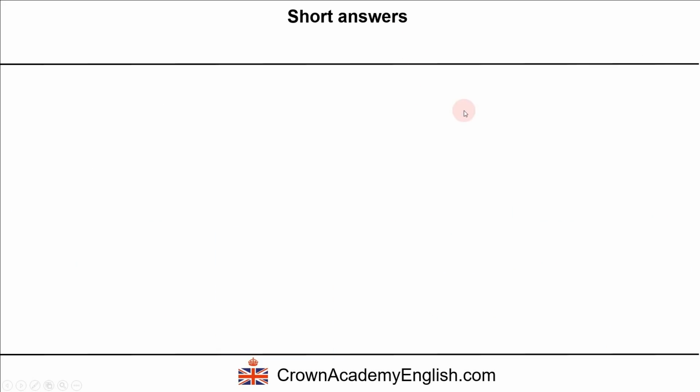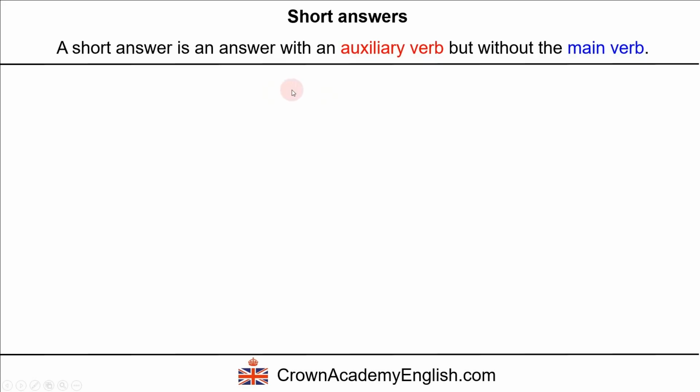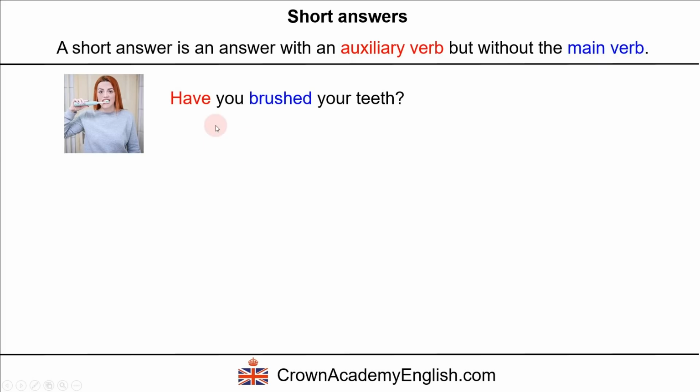Short answers. A short answer is an answer with an auxiliary verb, but without the main verb. So we make the sentence shorter. Question: have you brushed your teeth? And a short answer: yes, I have. So we repeat the auxiliary verb, but we skip the main verb. We do not say the main verb.